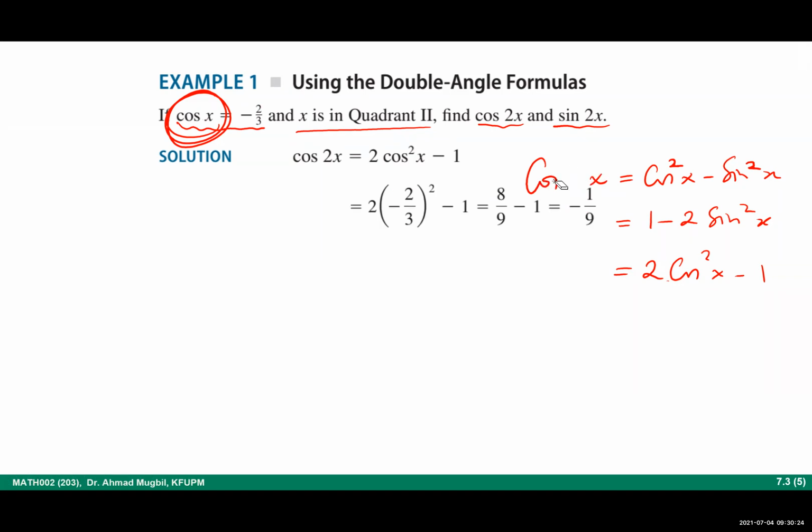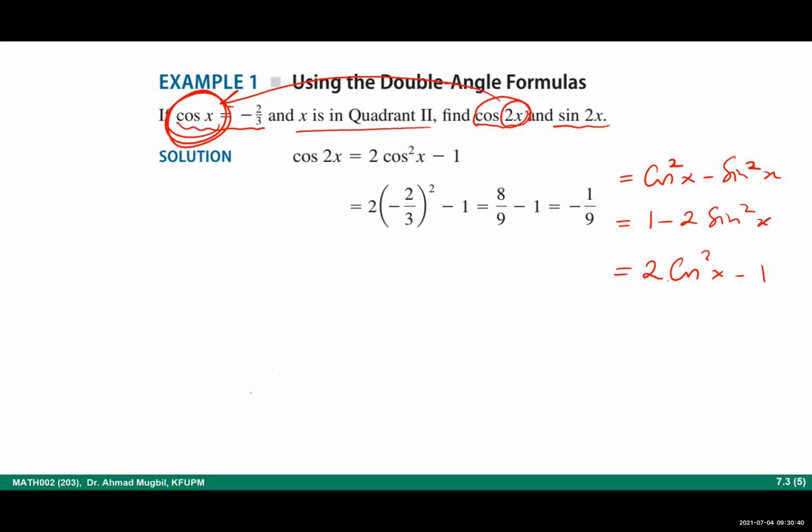So you don't need to think about the quadrant. You don't need to think about anything. You don't need to find sine. So to find cosine 2x, you just need cosine x. And the difference is that this is cosine 2x, this is cosine x.